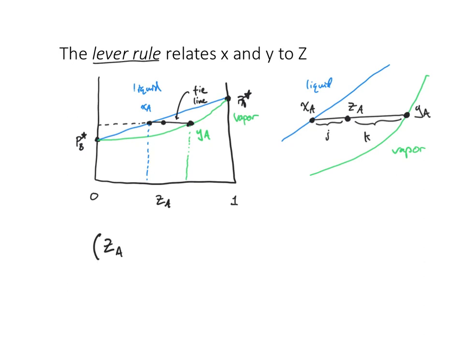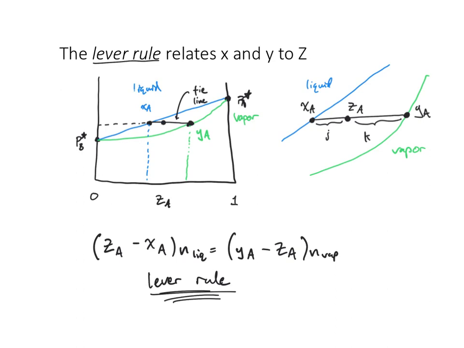The total mole fraction of A minus the liquid mole fraction, times the number of moles total in the liquid state, is going to be equal to the mole fraction in the vapor minus the total mole fraction, times the number of moles in the vapor. And this is it. This is the lever rule. And if you ever needed to find z from x and y, or if you ever needed to find the number of moles of liquid, or any of these unknowns, you would just use this algebraic equation to do so.